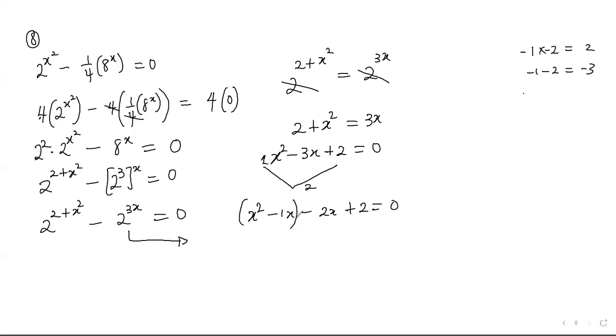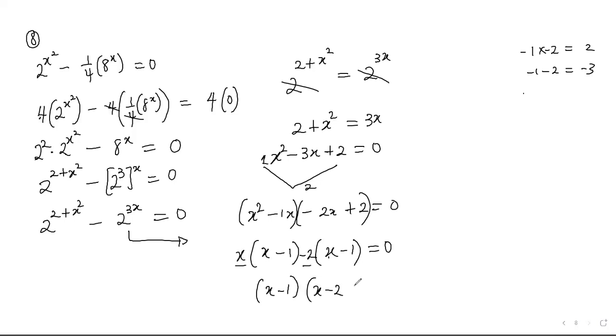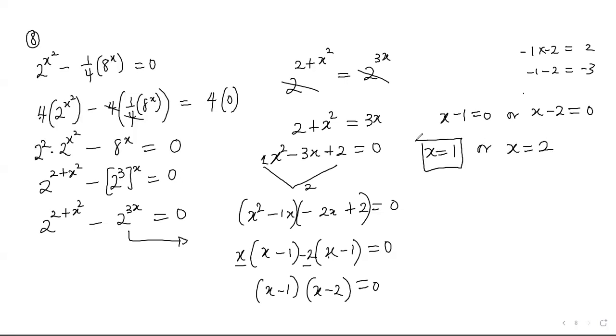Well, you group them. And now we have here x times x minus 1, minus 2 times x minus 1, equal to 0. What will you multiply with x to get minus 2x? That should be minus 2. And here we have x minus 1 times x minus 2, all equal to 0. So we have here x minus 1 equal to 0, or x minus 2 equal to 0. So x is equal to 1 here, or x is equal to 2 here. So these are the solutions for the last question in this video tutorial.